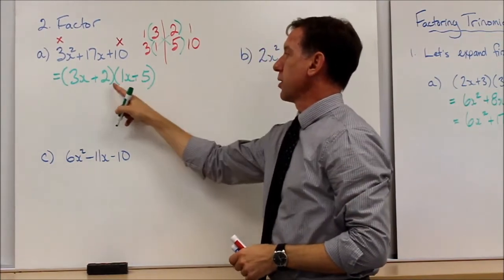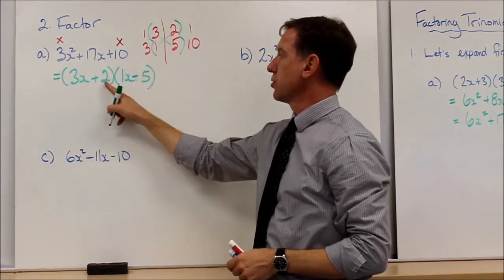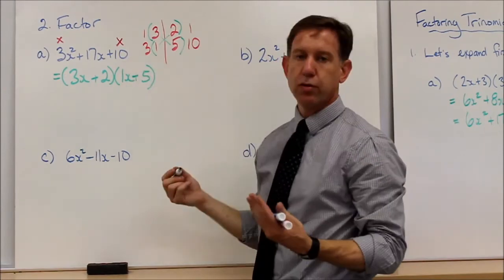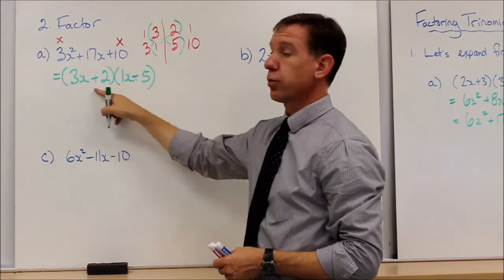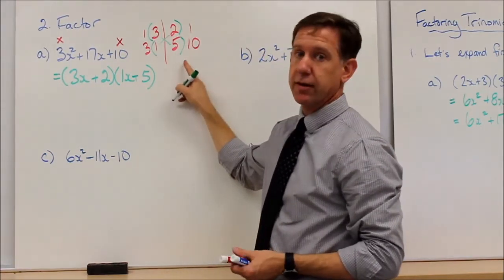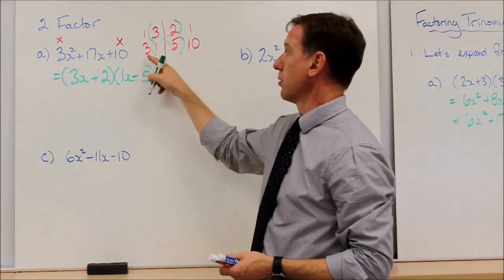So 15x plus 2x is 17x, and then 2 times 5 is 10. And of course the firsts as well, 3x times 1x is 3x squared. So it all works out. The chart here, I think, is definitely your best option in terms of trying to keep all of these factors straight.